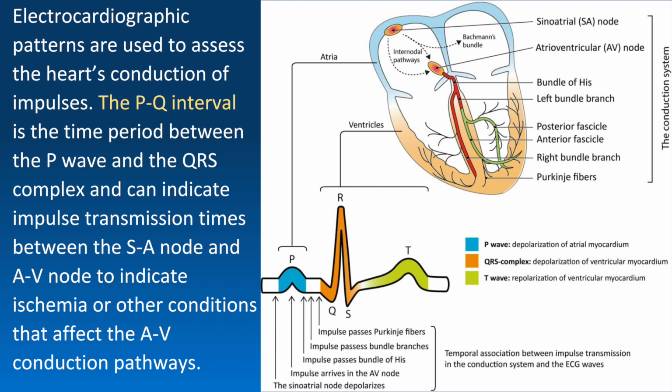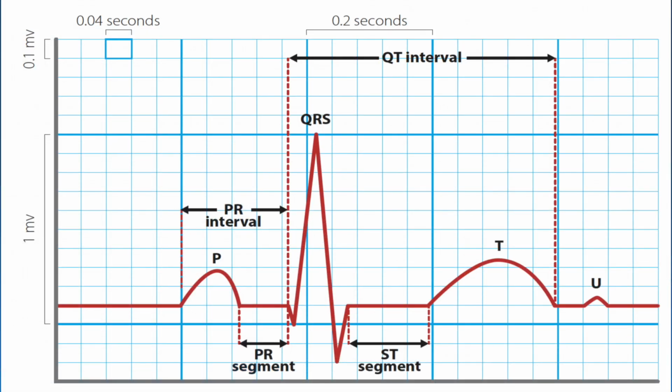Electrocardiographic patterns are used to assess the heart's conduction of impulses. The PQ interval is the time period between the P wave and the QRS complex and can indicate impulse transmission times between the SA node and AV node, to indicate ischemia or other conditions that affect the AV conduction pathways. Damage to the AV bundle can extend the QRS complex, showing a different recording on an ECG.